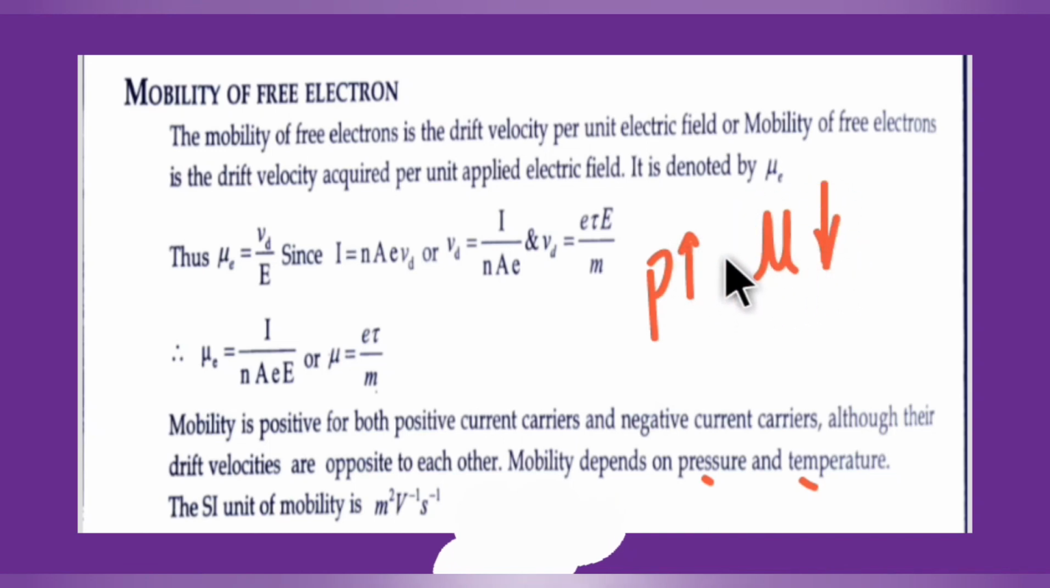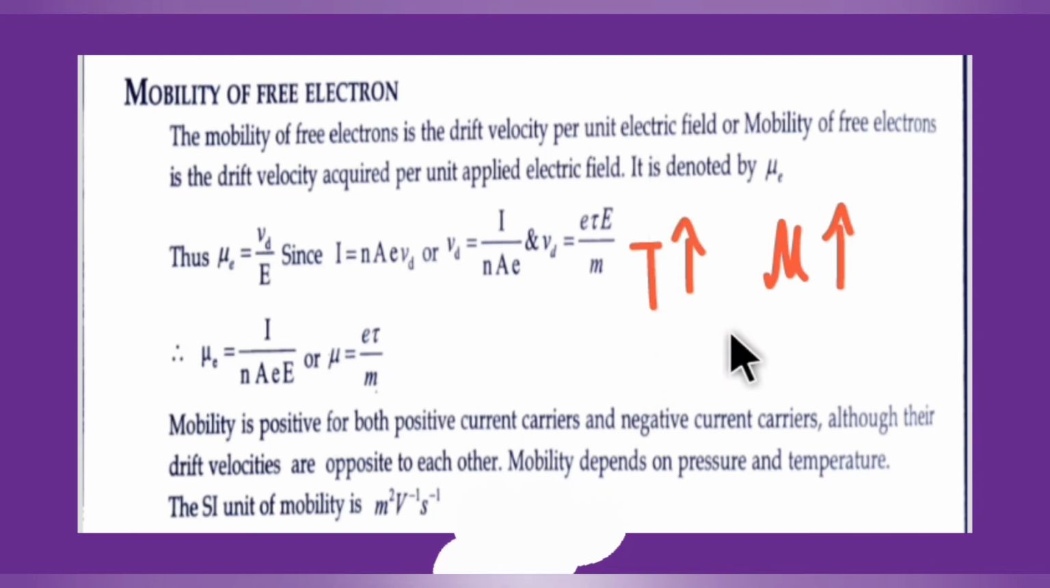As we check the dependence of mobility on pressure and temperature, when pressure increases, mobility decreases. So pressure and mobility are inversely proportional. Mobility is inversely proportional to pressure. In the case of temperature, when temperature increases, mobility also increases. Hence, temperature and mobility are directly proportional.